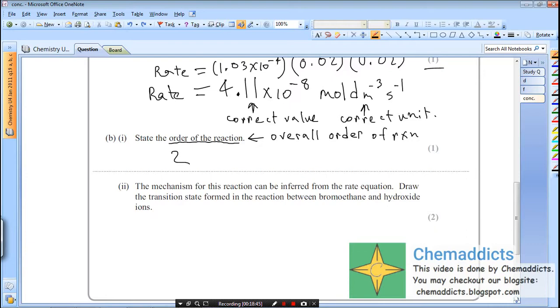Let us move on to the next question. The mechanism for this reaction can be inferred from the rate equation. We can derive the mechanism of this particular reaction from the rate equation. So draw the transition state.